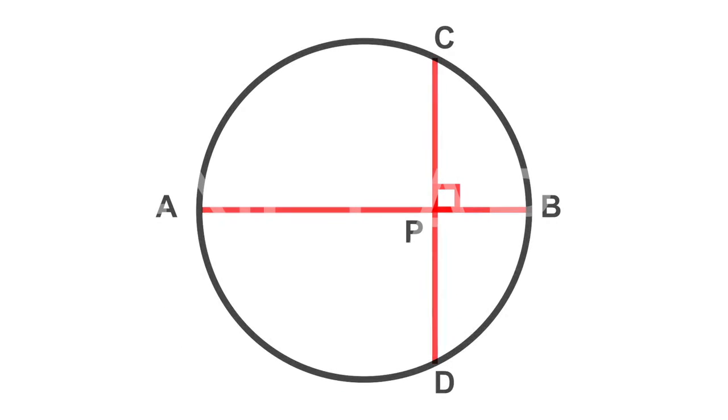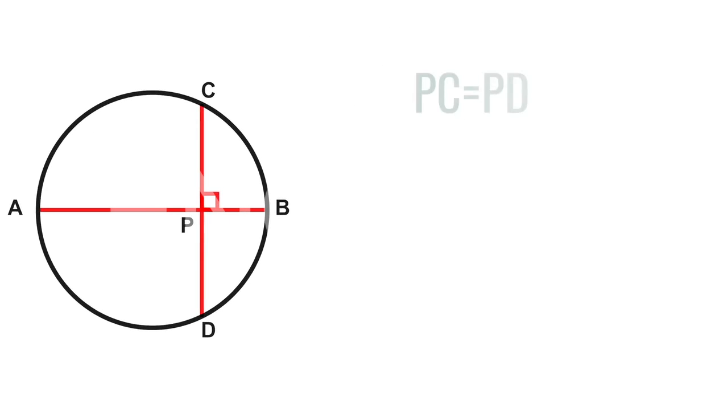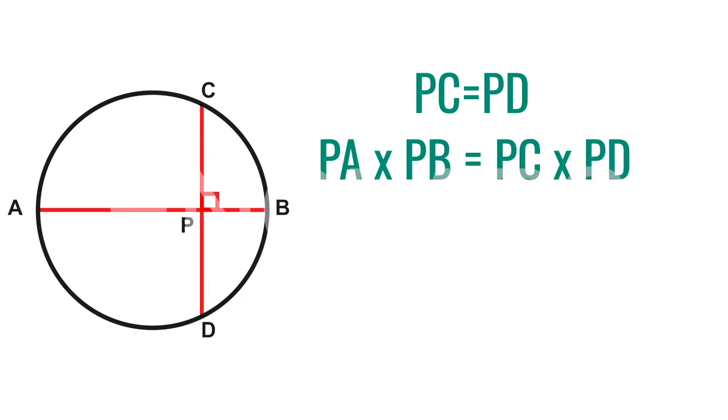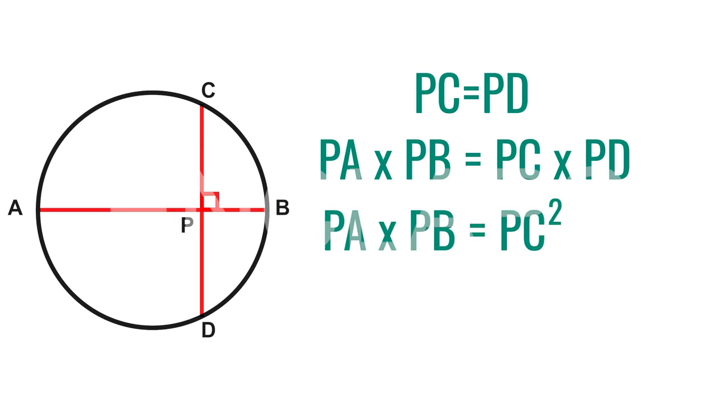In the picture, AB is the diameter of the circle and CD is the chord perpendicular to it. The perpendicular from the center bisects the chord. So we can say that PC will be equal to PD. We already know the property that PA into PB is equal to PC into PD. Here PC is equal to PD. So substituting PC in place of PD gives the relation PA into PB is equal to PC square.